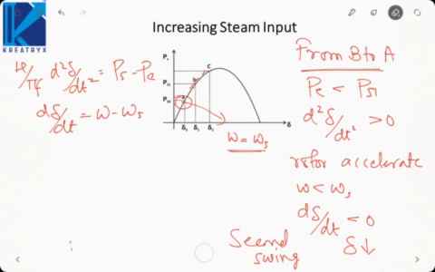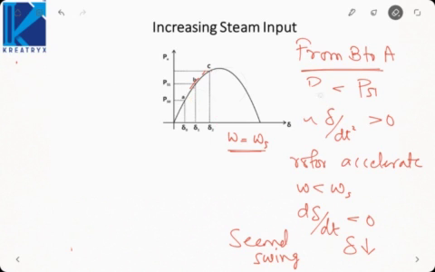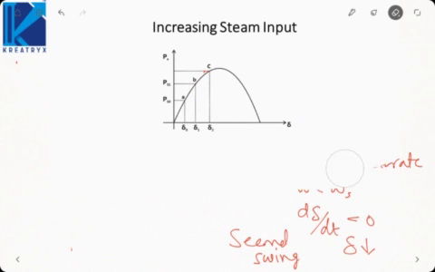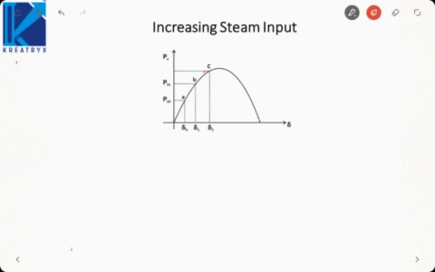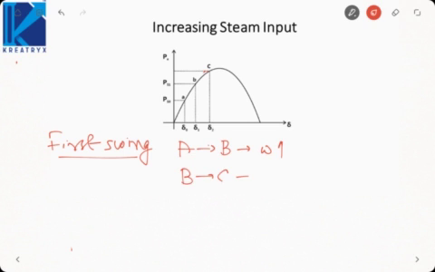Now understand one thing here, how does my speed vary? When we were going from A to C in the first swing, from A to B, omega was increasing, and from B to C, omega was decreasing. So it was varying like this. That means at B we have a maxima, omega max.